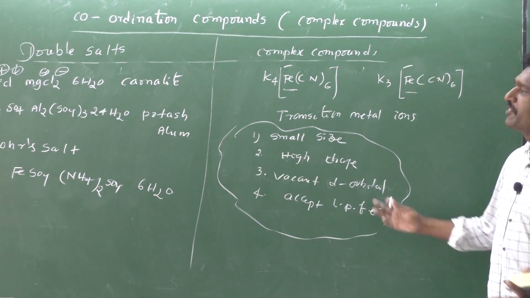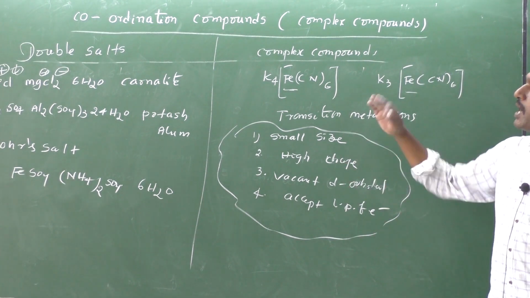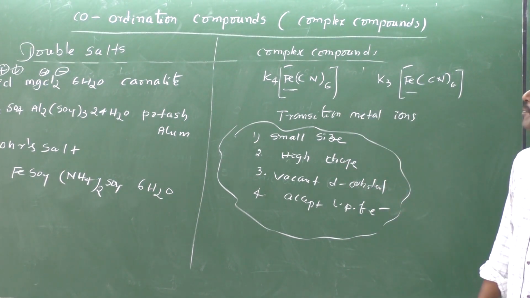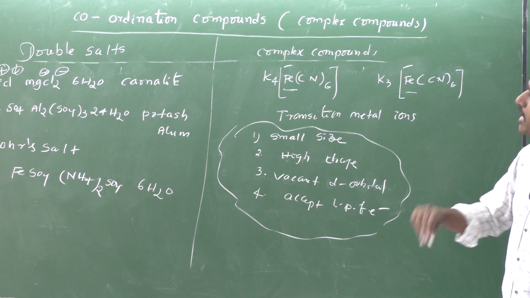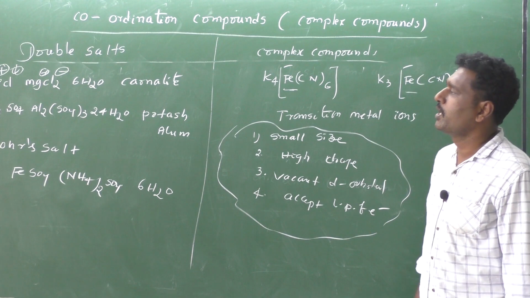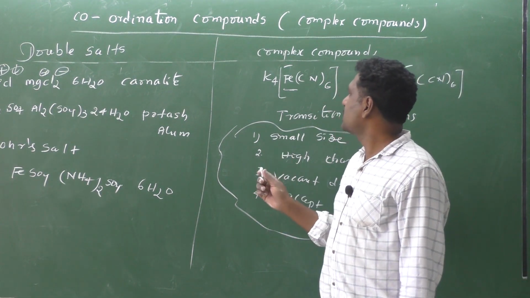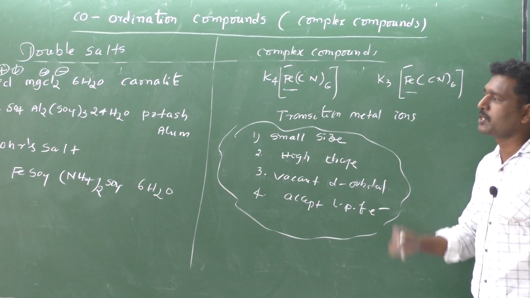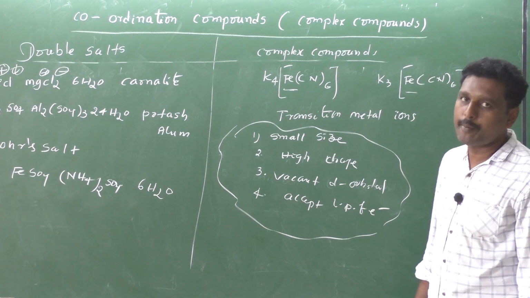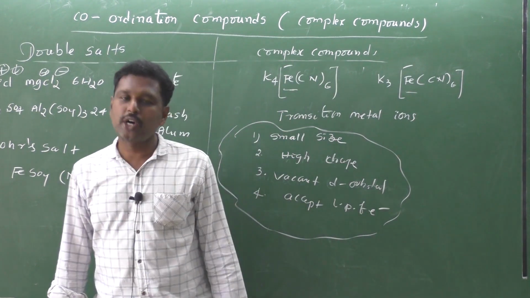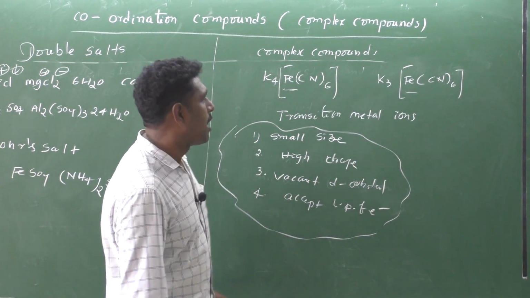So this is the difference between double salts and complex compounds. Carnallite is not a complex compound. Potassium ferrocyanide is a complex compound. Potassium alum is a double salt, but potassium ferrocyanide is a complex compound. Like Mohr's salt is not a complex compound. So this is the difference between double salts and complex compounds.